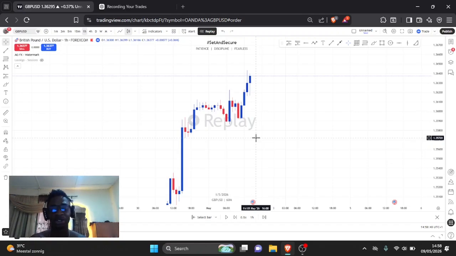So using the session, you enter the trade during the session, and you also eat full TP during that same session. You get what I mean? You enter the trade during that session and you get out of the trade during that session. You don't want to enter a trade in London and hold it into New York; you have to find another setup again in New York. So you want to know these things before you use the Set and Secure strategy.